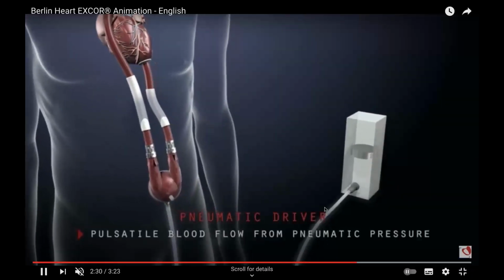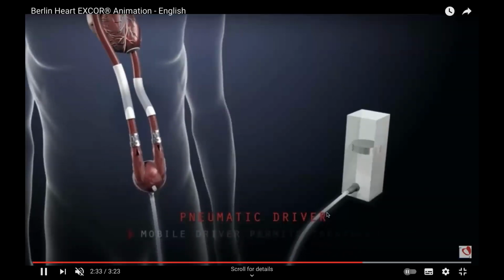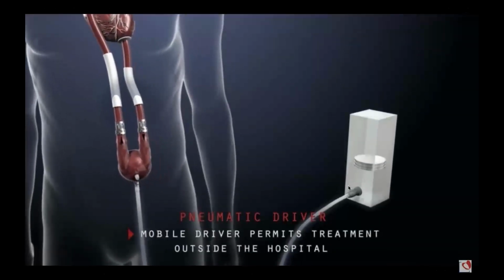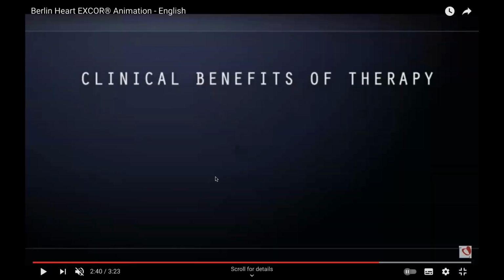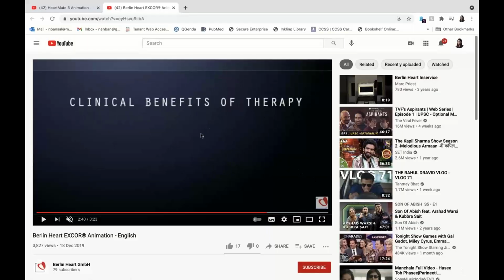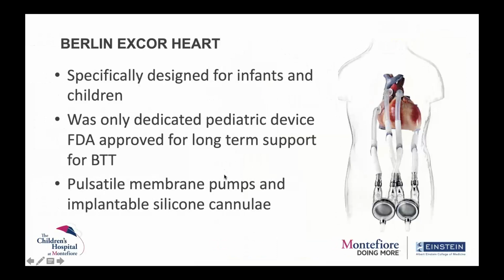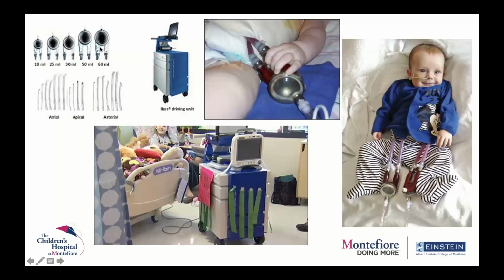It has a pneumatic driver, which is connected outside the body to a machine. Every time this pneumatic driver creates vacuum, blood comes out, and every time the pneumatic driver pushes, the blood goes back in. So again, these are some pictures. As you can see here, there are different sizes: 10, 25 ml, 30 ml, different cannulas. This is called the IKUS driving unit. This is where the pneumatic driver is connected.